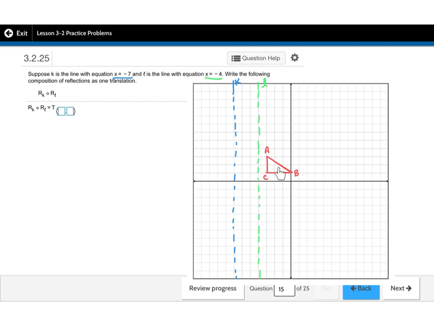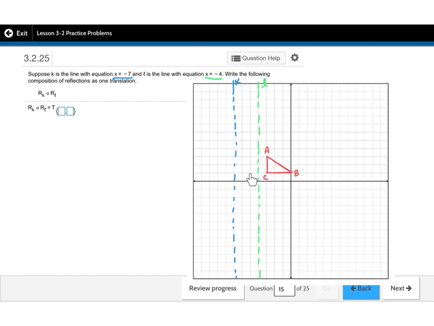I drew a triangle ABC, and I'm going to imagine reflecting that first across line L, and then reflecting that result across line K. So let's start by reflecting it across line L. Each of those corners, A, B, and C, is going to get flipped over to the opposite side of line L, but the same distance away from line L as it is now. So for instance, whereas A is 1 unit to the right of line L, it's going to flip over and be 1 unit to the left.